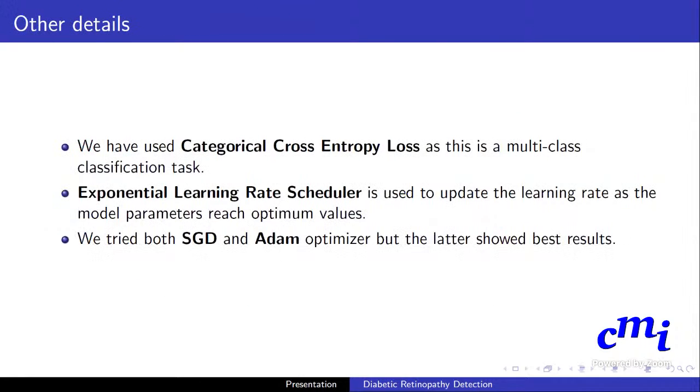Other details: we have used categorical cross-entropy loss, as this is a multi-class classification task. We have also used an exponential learning rate scheduler. We have not used a single learning rate; rather, we have used a learning rate scheduler, which is used to update the learning rate as the model parameters reach optimum levels. We have tried both stochastic gradient descent and Adam optimizer, but the latter showed the best results.